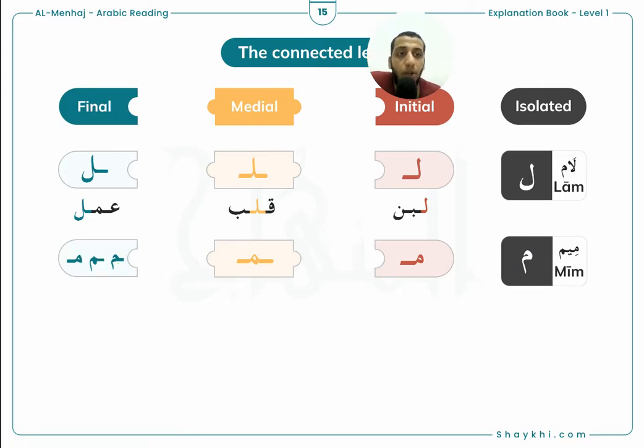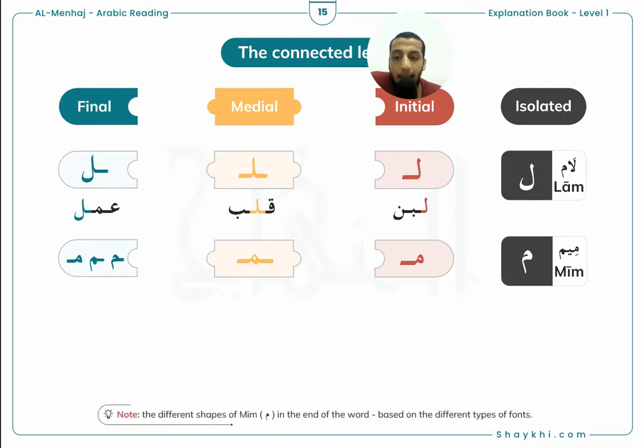Okay, so let's take examples to understand more. And this note, we said the different shapes of Meem at the end of the word are based on different types of fonts. So let's take examples. Ma, as you can see here, this is the initial form, and qamar, this is the middle form, and yawm, this is the last form. This one and this one are the most common shapes.